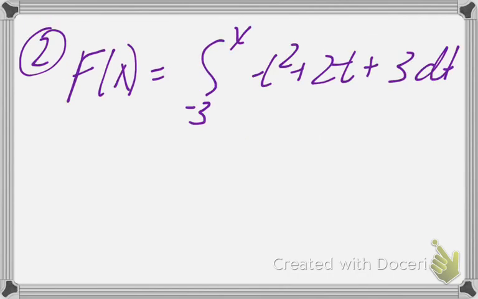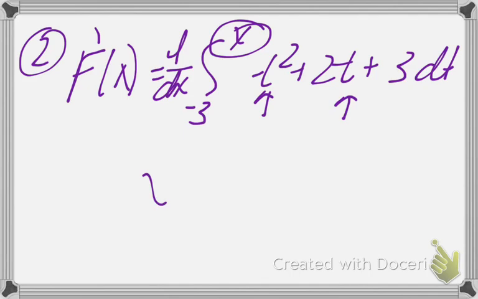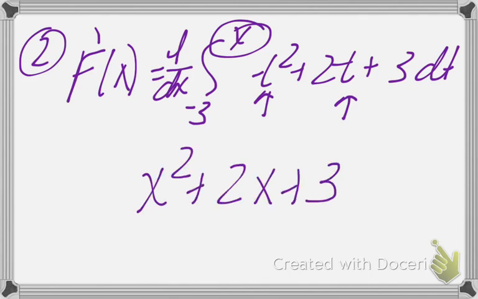Okay, this is number 2. Again, we'll take the derivative of both sides, and we're going to take the x and put it wherever we see a t. That's the answer for number 2.